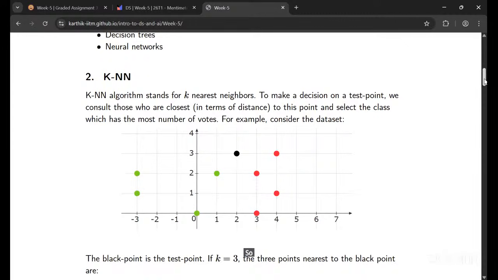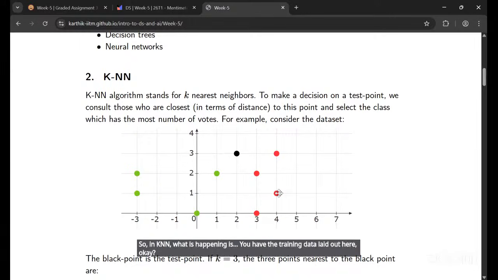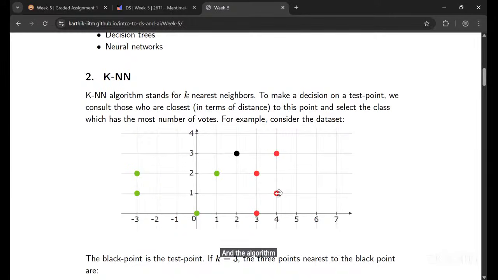So in KNN, you have the training data laid out here. And the algorithm is simple. I have my training points, I'll just plot them out on some graph paper. Then in KNN, whatever my test point is, I'll see how close it is to my training points. And then depending on the value of k that I have, I'll choose those many closest neighbors and I'll take the majority of the labels of my neighbors and assign it that value.